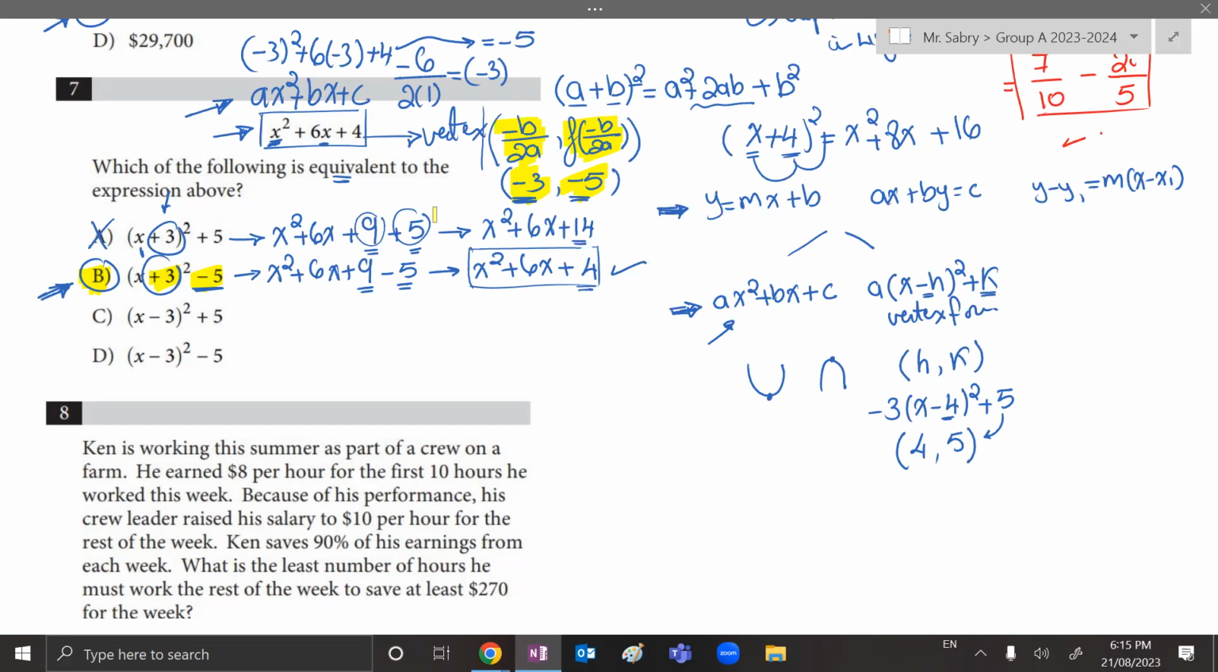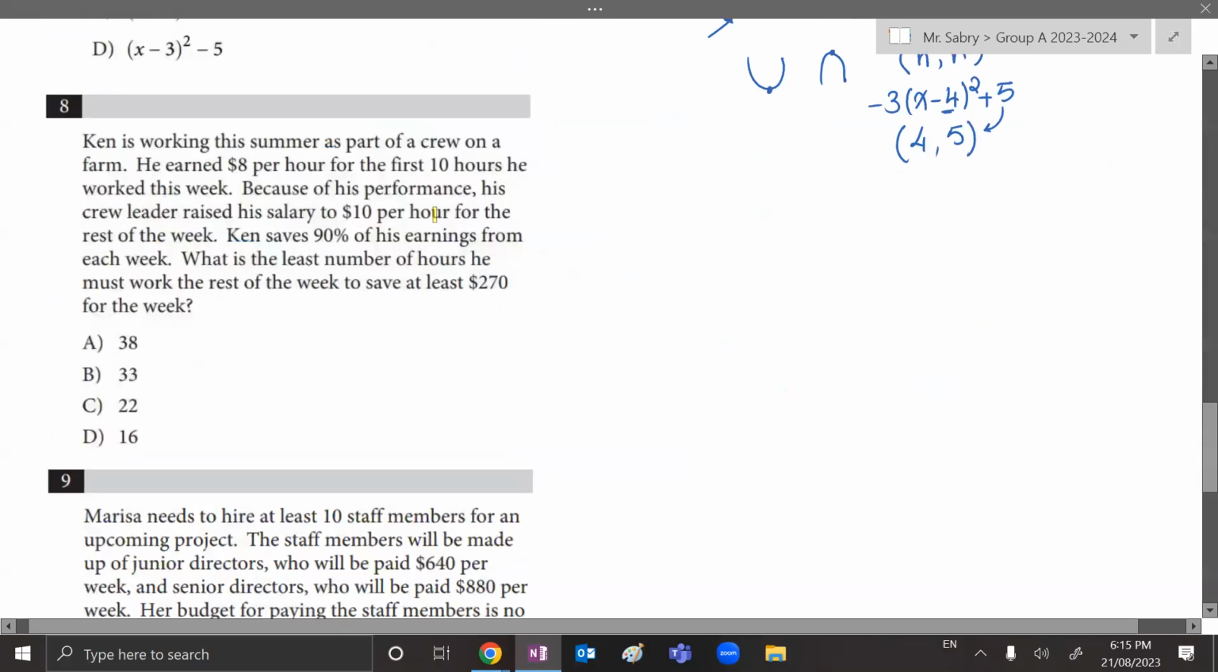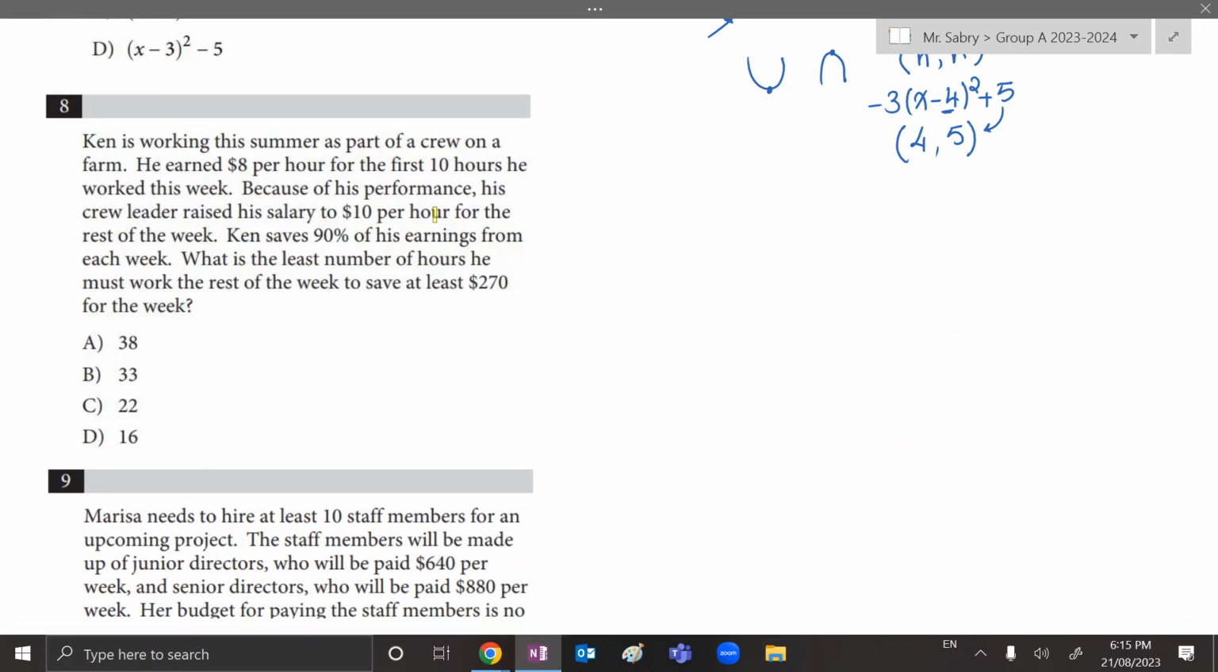Let's now check question number 8, a word problem that's a bit harder. It says Ken is working this summer as part of the crew on a farm. He earned $8 per hour for the first 10 hours he worked this week. Because of his performance, his crew leader raised his salary to $10 per hour for the rest of the week. Ken saves 90% of his earnings from each week. What is the least number of hours he must work the rest of the week to save at least $270 for the week? So how do we think about this one?